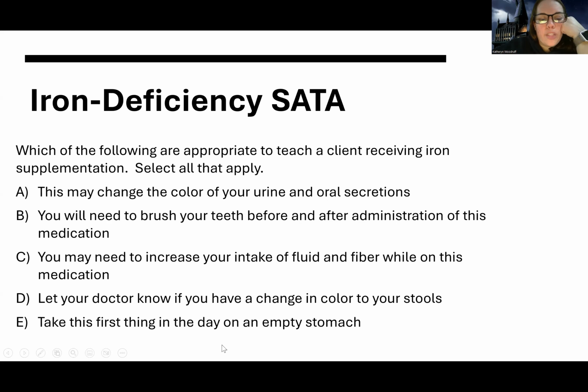The last one is take this first thing in the day on an empty stomach. I know it wants to be on an empty stomach, and taking it first thing in the day sounds good because they're usually going to have an empty stomach. So that sounds good to me. To finish, the ones that I think are true and correct that we are going to include are C and E.